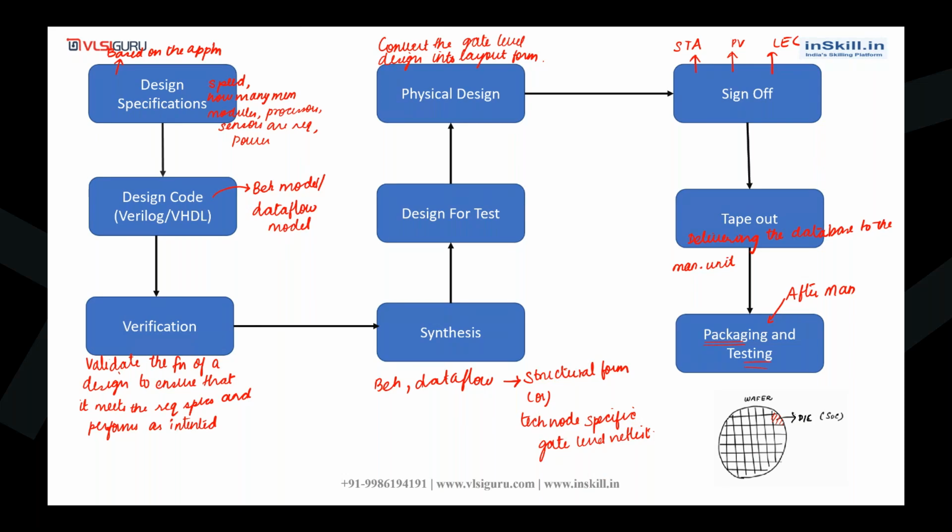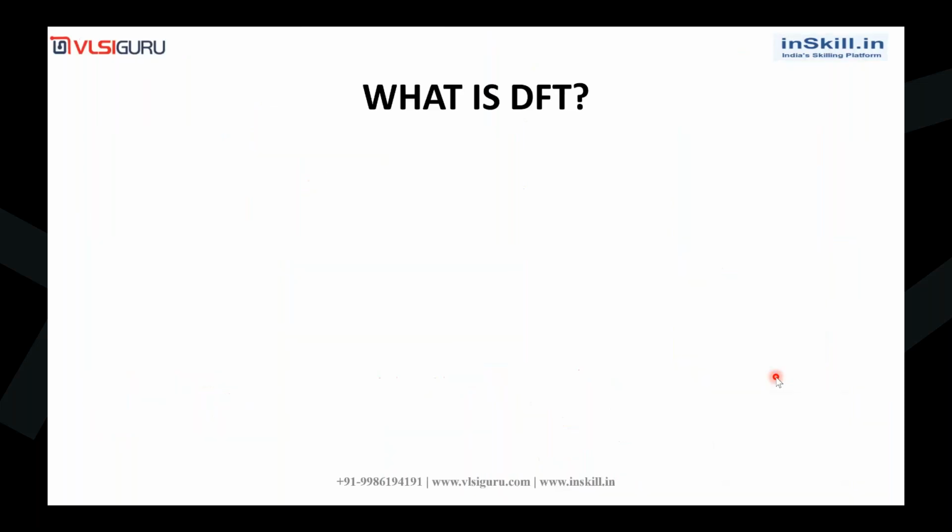So packaging and testing is done after manufacturing. Packaging means covering the die with a protective layer, and testing is to check whether our chip has any manufacturing defects or not. In our upcoming slides, we will discuss in more depth the design for testing and also the testing in detail. So now let's try to understand what is DFT, design for testability.